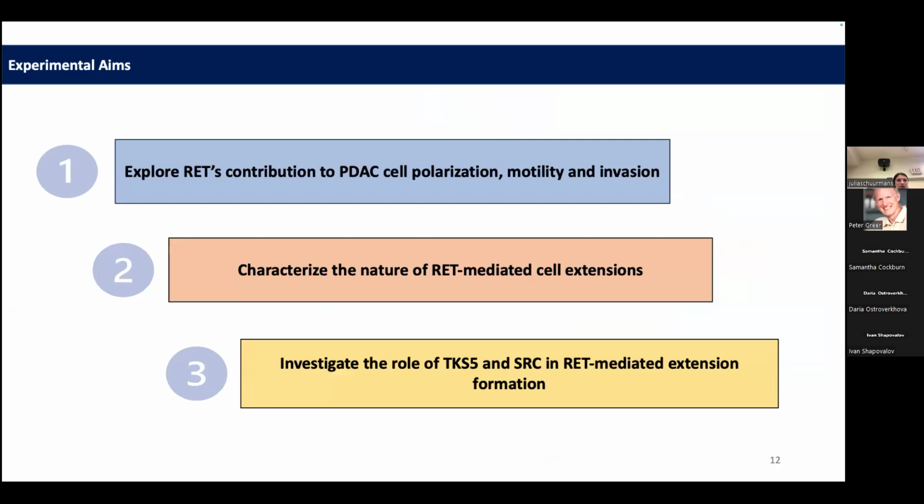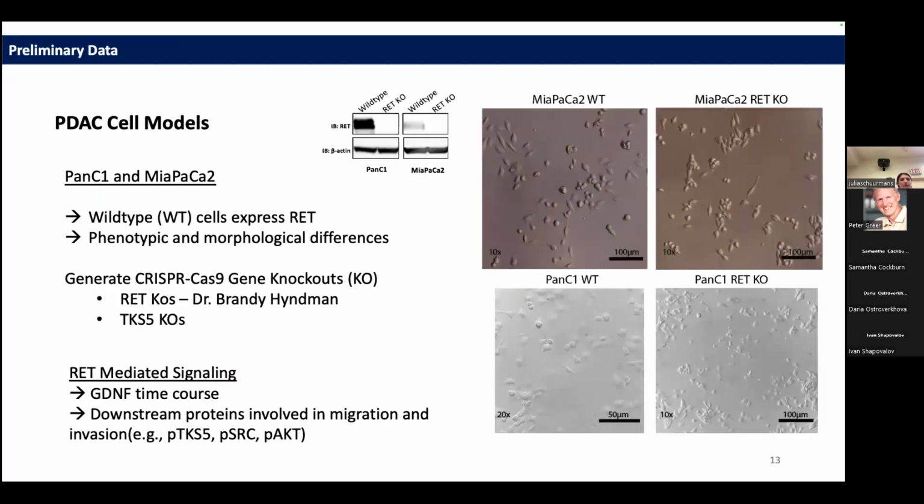To address this hypothesis, I came up with 3 experimental aims. The first is to expand off of Eric's work and explore RET's contribution to PDAC cell polarization, motility, and invasion, but this time with the addition of RET-specific inhibitors, which have now been used in the clinic for other types of cancer. And then I'm going to characterize the nature of RET-mediated cell extensions. So perhaps they are proteolytically active, but are they invadopodia? Do they colocalize with invadopodia markers? And then finally investigate the role of TKS5 and Src in RET-mediated extension formation.